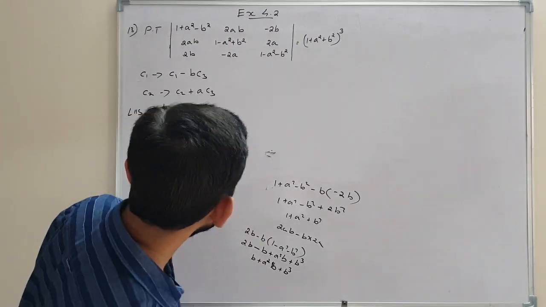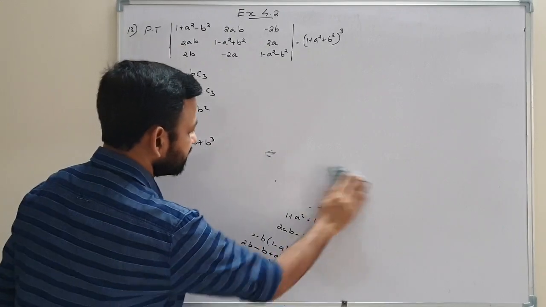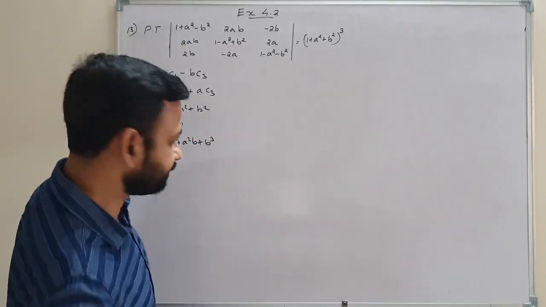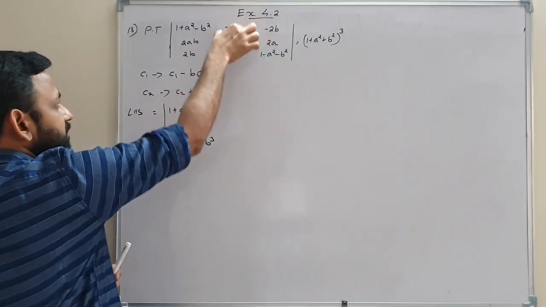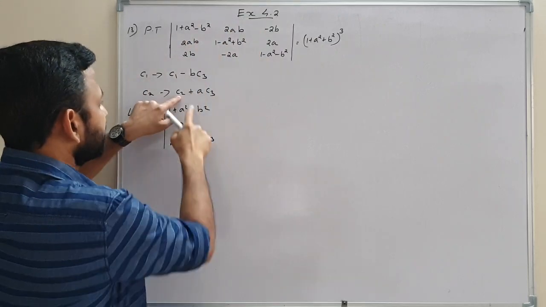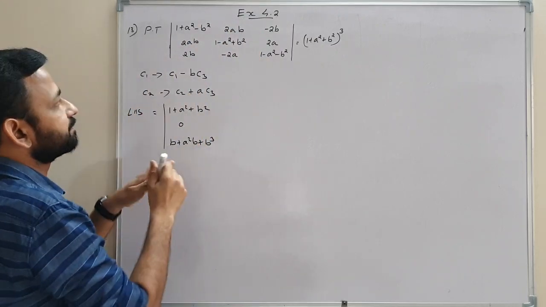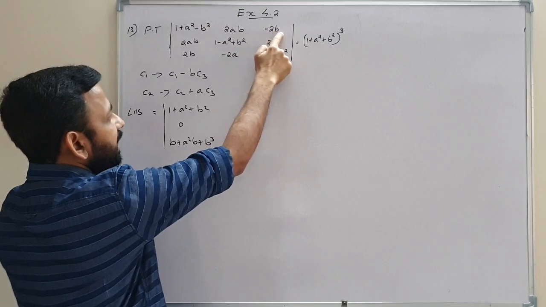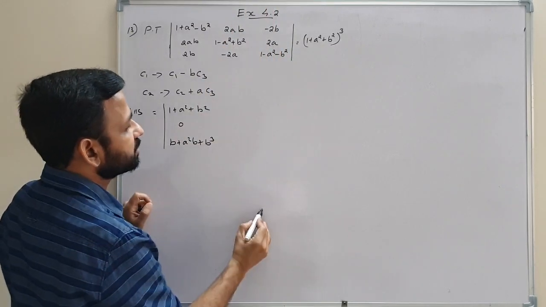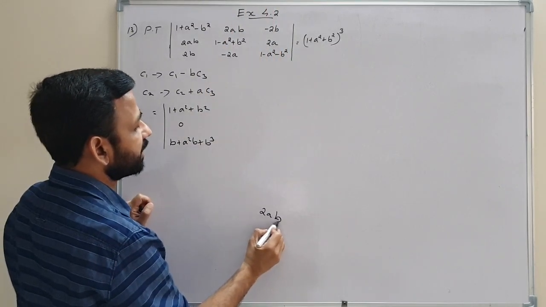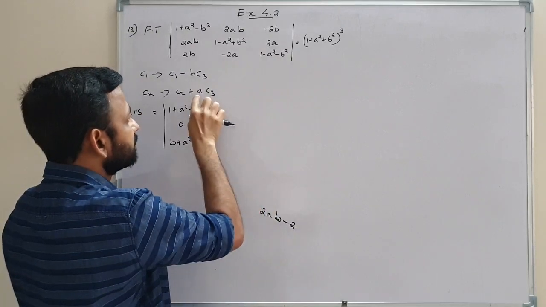Now we are going to change C2. So we will change all the elements. C2 tends to C2 plus a into C3. 2ab plus a into minus 2b, that is 2ab minus 2ab, minus 2a into C3.